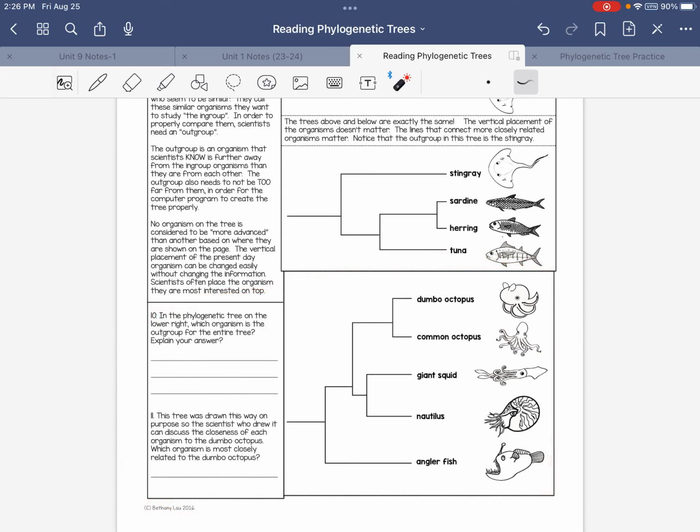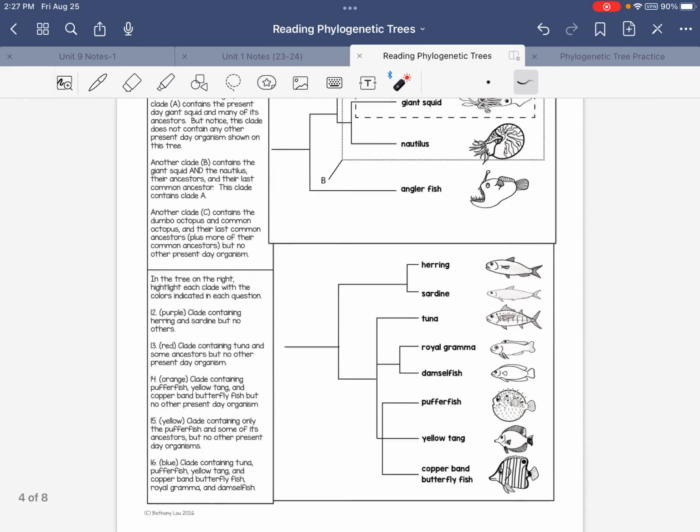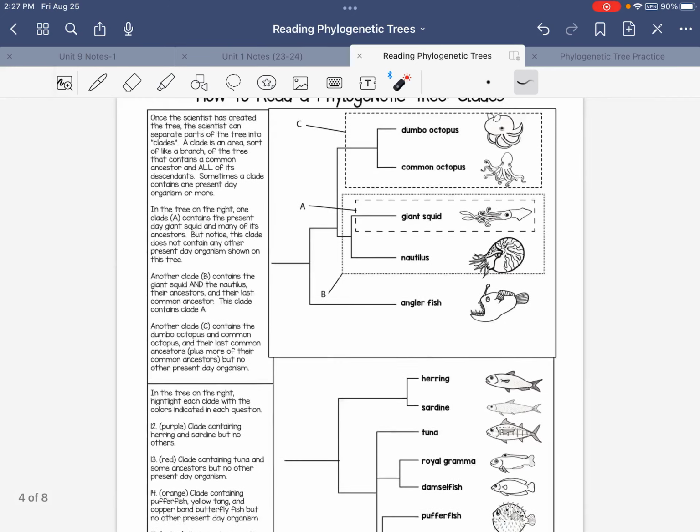Number 11 wants you to look at the closeness of each organism. And it asks you specifically with the Dumbo octopus. And it wants to know which organism is most closely related to the Dumbo octopus. And hopefully you can use your understanding of common ancestors to identify number 11 there. Then on our last page, it's going to have you identify clades.